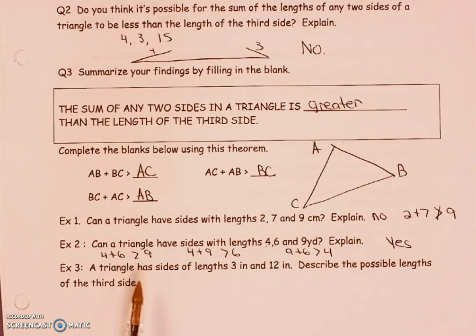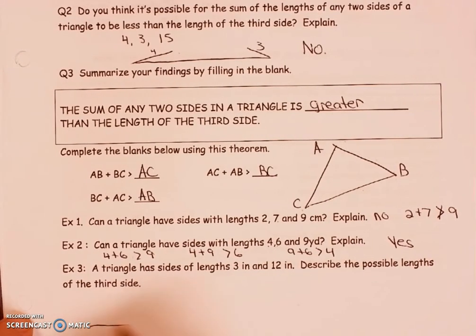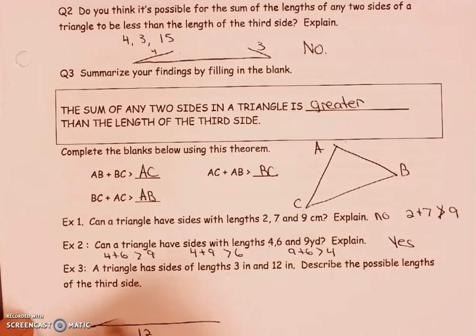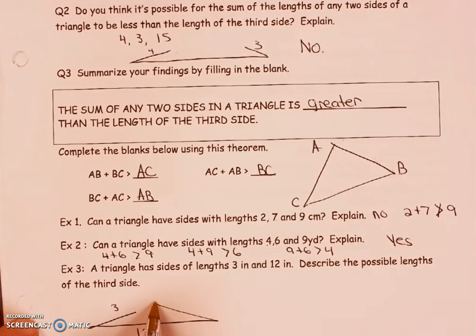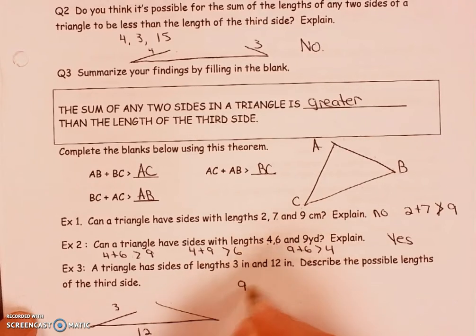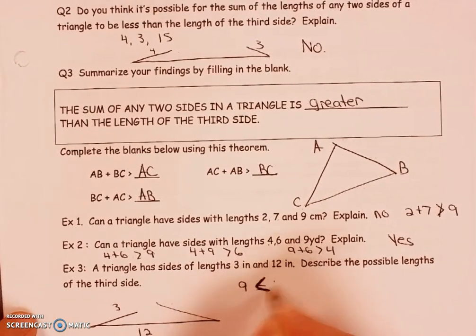Let's go take a look here. We have sides of 3 and 12. We have to figure out what are the possible lengths of the third side. So let's try and visualize. I have a 12. And I have a 3. That means this side over here has got to be at least greater than 9. Not equal to, but greater than.